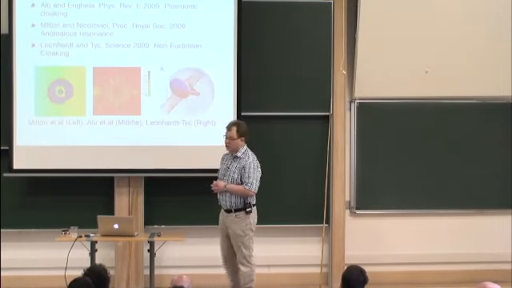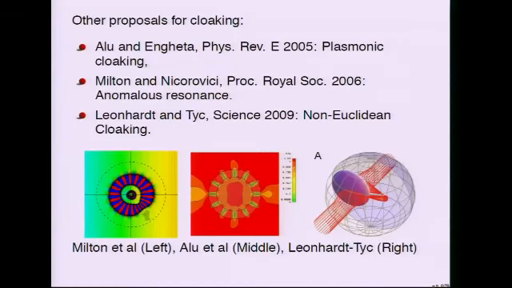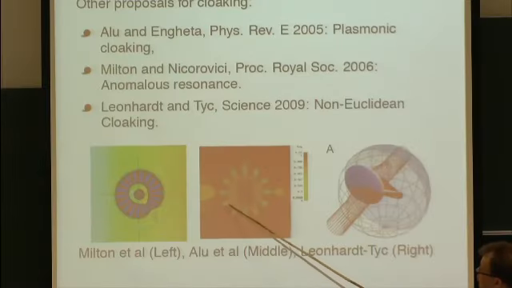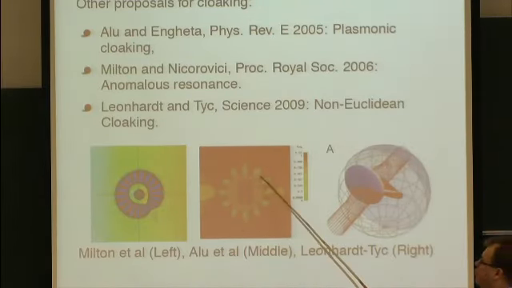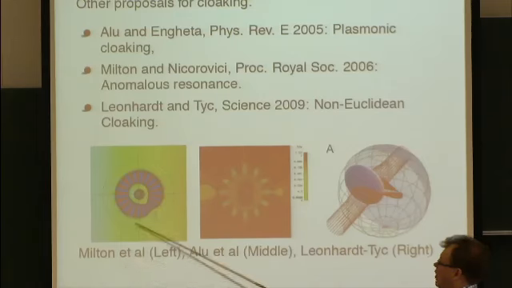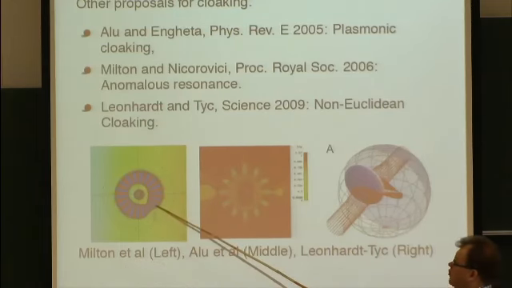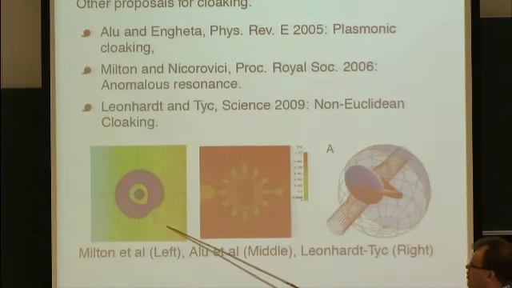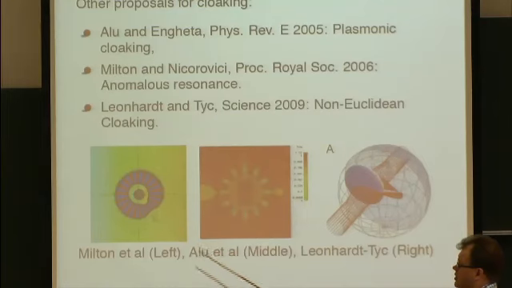There have also been other suggestions for cloaking based on negative materials. Alu and Engheta have proposed taking a dielectric ball and putting around it negative media so that the scattering is reduced very much. Milton and Nicorovici have proposed taking this type of annulus of negative material, and when a dielectric object comes close to it, it becomes invisible. So this is very different.